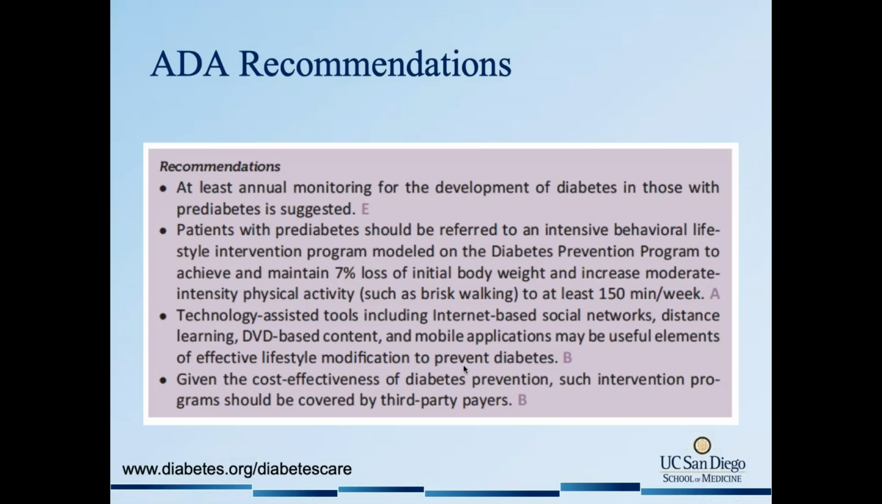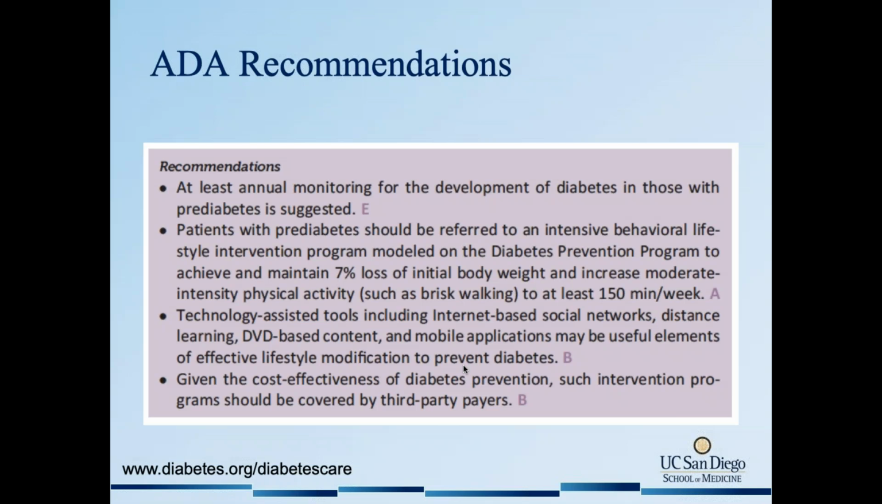And so the ADA recommends that at least annually, people who have prediabetes are assessed for the onset of overt type 2 diabetes. Patients with prediabetes should also be referred to intensive behavioral lifestyle intervention modeled after the DPP study and maintain or achieve a 7% weight loss and increase their intensity of physical activity to 150 minutes per week. They also recognize the use of technology, including internet-based social networks, etc., to achieve these lifestyle modifications.